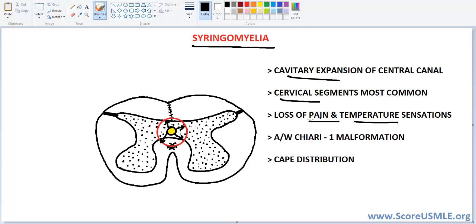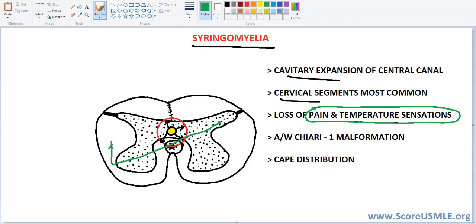Now, how is there a loss of pain and temperature sensation? Now, guys, do you see what this is? Do you remember in the very introductory video of the spinal pathways, I mentioned that this was the anterior white commissure. Now, this is where the second order neurons of the spinothalamic tracts, the lateral spinothalamic tracts, cross over to the opposite side and ascend in the lateral spinothalamic tract. This is where these second order neurons cross over, and this expanding cavity presses on these pain and temperature second order neurons, and hence causes this sensation to be lost, and that's why there is loss of pain and temperature sensation.